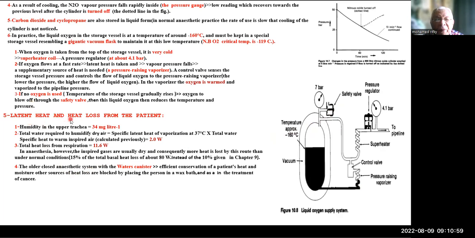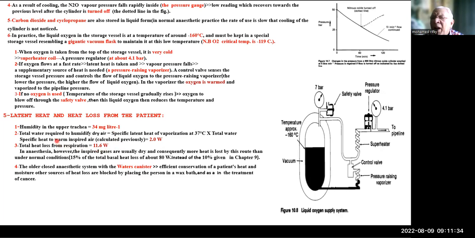Latent heat and heat loss from the patient. Of course, as we said before, for warming the air, we need around 2 watts. And if we want to humidify these dry gases to reach 34 milligram per liter, as present in the upper airway, we need extra heat, of course, for this air, which will be taken off from the 80 watt of the human being.